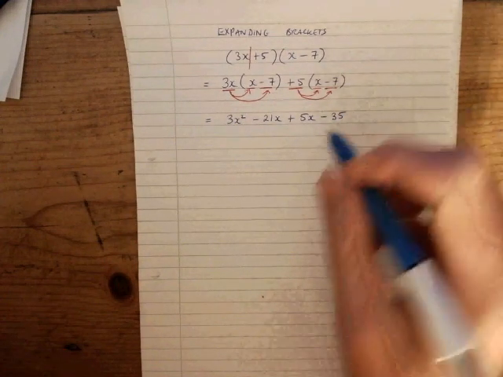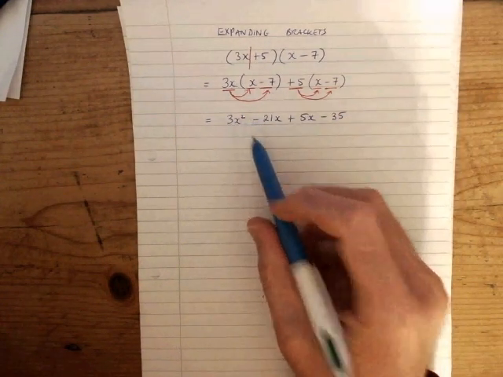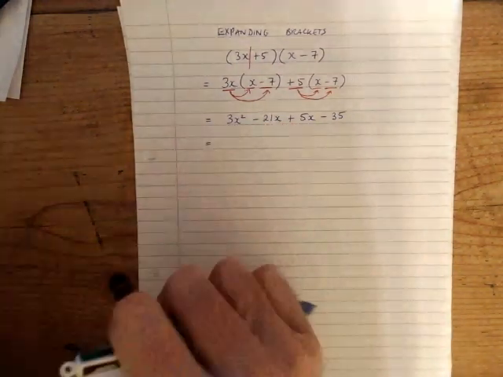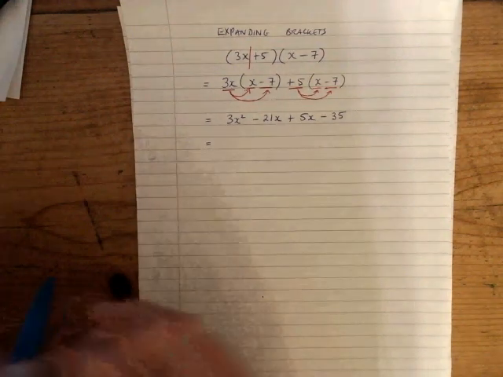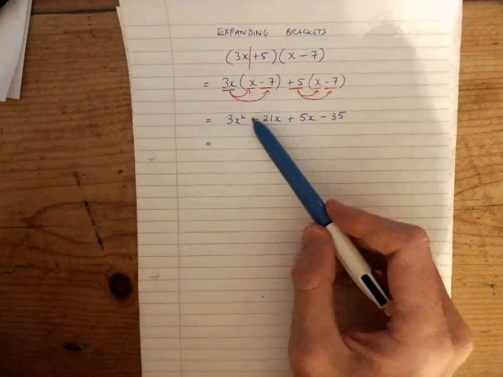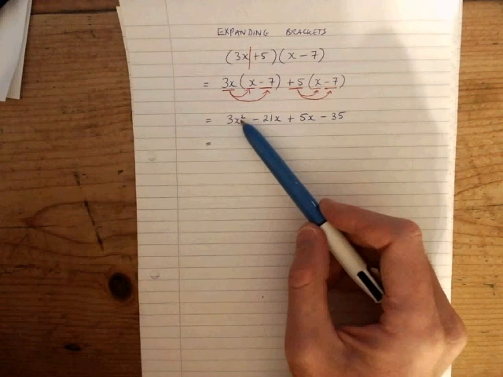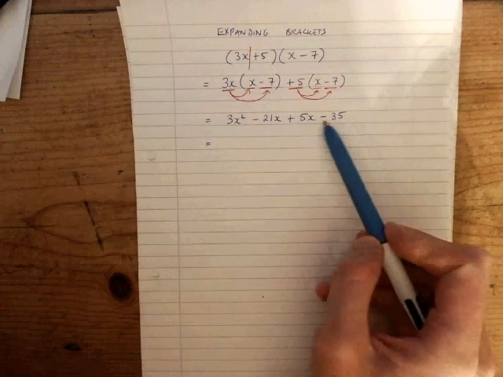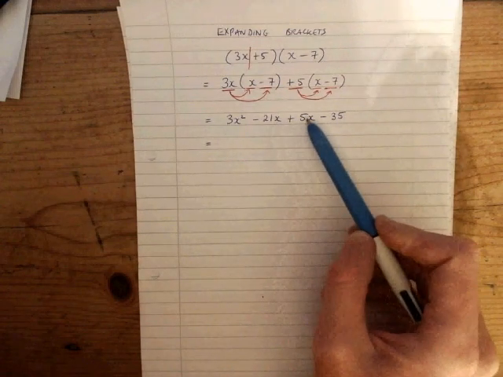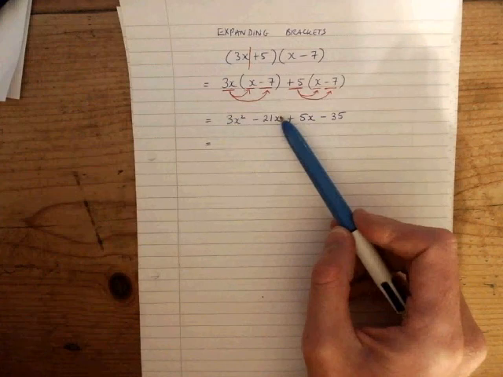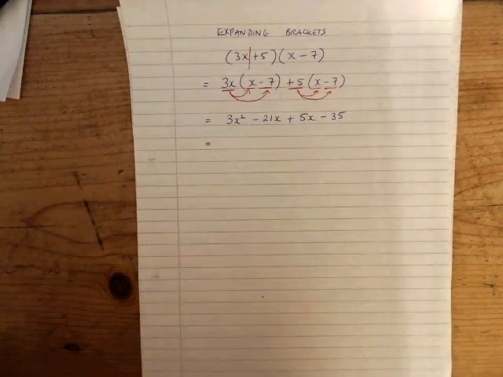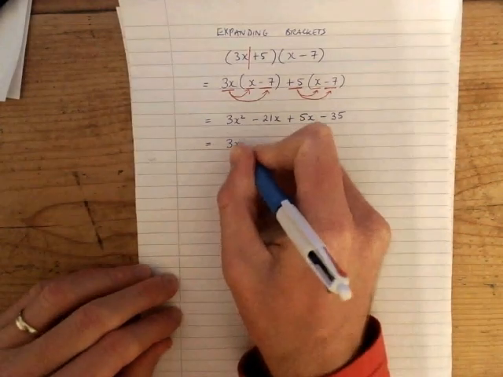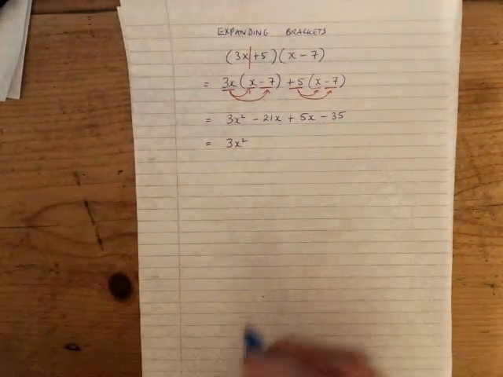Okay, so next step then is you're going to look and see what are my like terms. Like terms are terms that have the same variable part, so x squareds. In this case, are there any other x squared terms? These two in the middle have x's, but they're missing the squared. So there's no other x squared term, so just 3x squared.